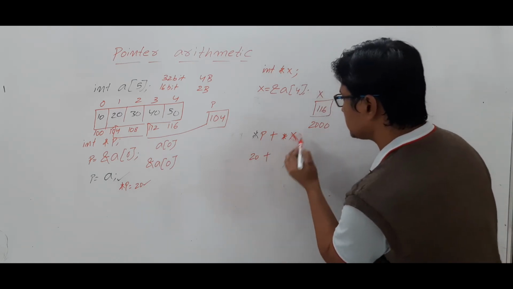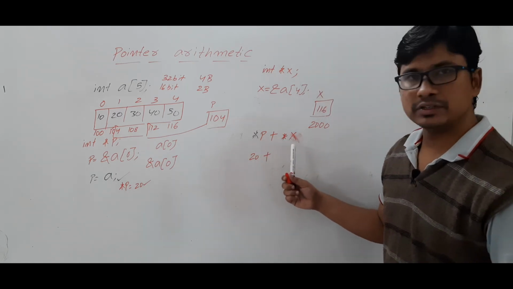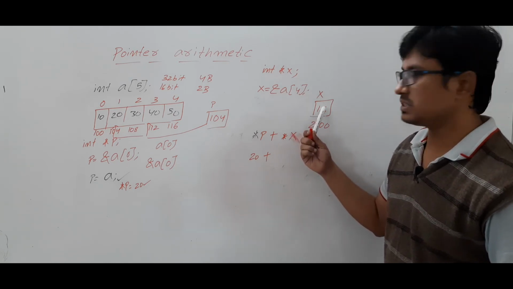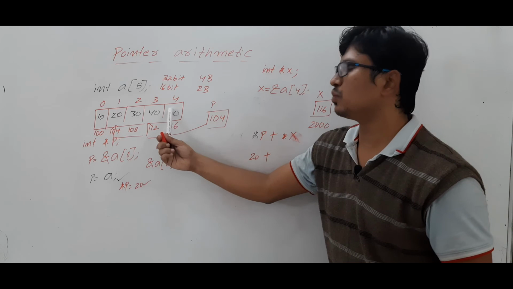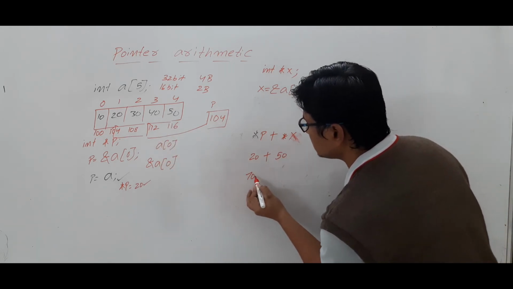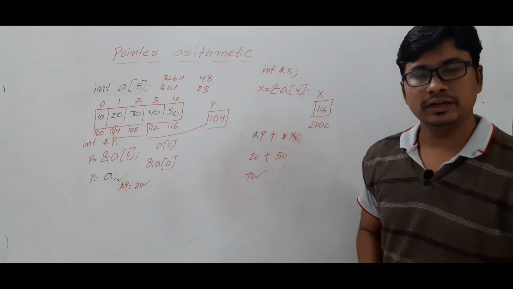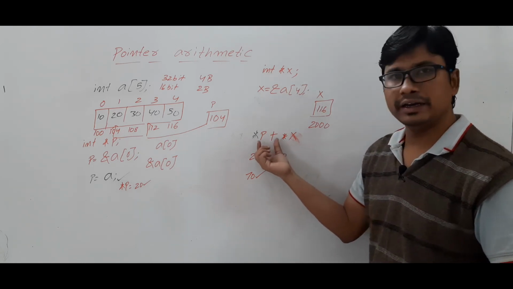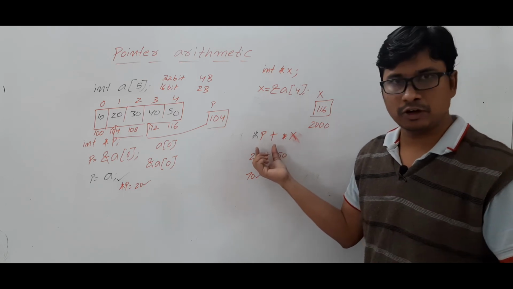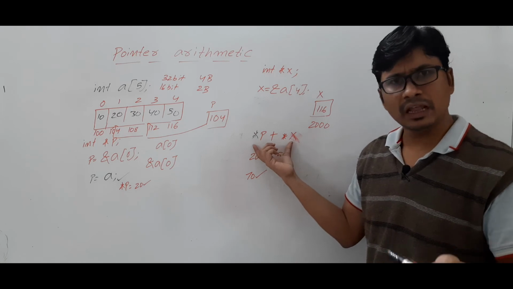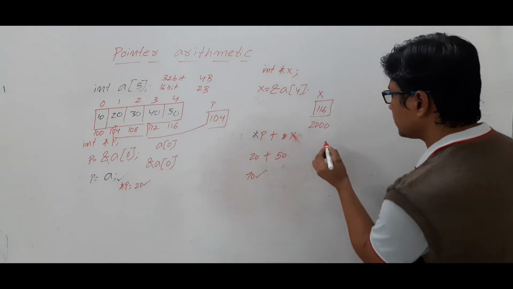Plus, again star x is a dereference operator. So what does x consist of? Address 116. So in address 116, what value is there? 50. So 20 plus 50, which is 70. This is valid. Okay, are you understanding it or not? So you can do addition or other arithmetic operators such as subtraction, multiplication, division on the values. That is allowed. Let me discuss another example.